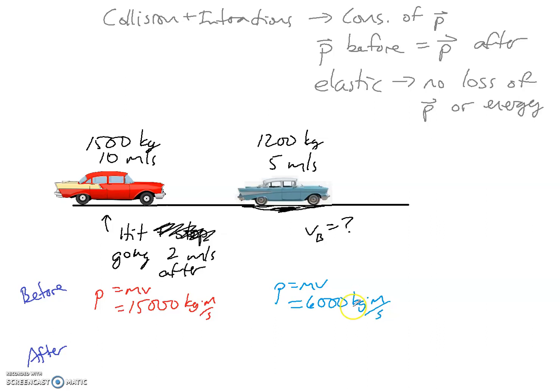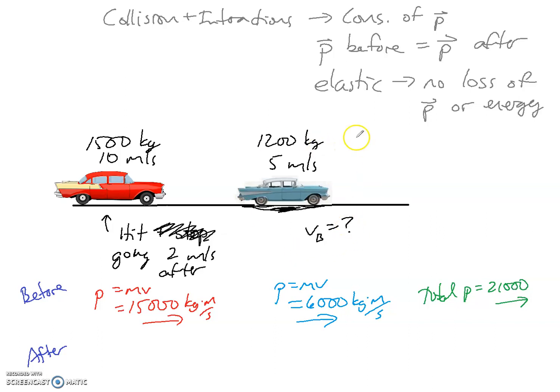Now the momentum for the red car is going forward. The momentum for my blue car is going forward. They're going in the same direction. So I put them together. My total momentum is going to be 21,000 towards the right, and that can't change. So that's how much momentum I have to have afterwards. So now let's go afterwards.